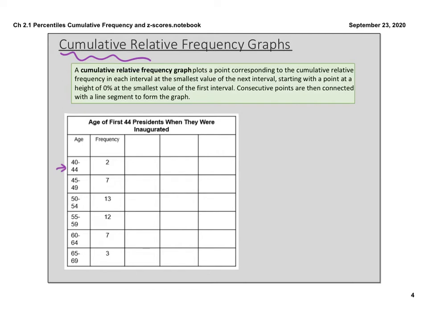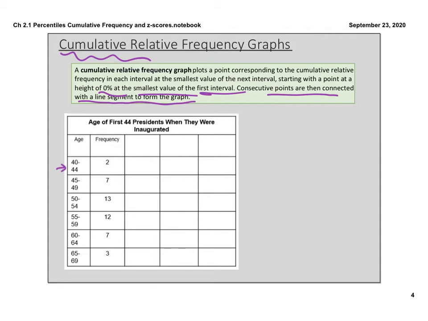So here's your kind of technical definition. It says a cumulative relative frequency graph plots a point corresponding to the cumulative relative frequency in each interval at the smallest value of the next interval. So you start with a point at the height of 0%. It's the smallest value of the first interval. And then consecutive points are connected with a line segment to form a graph. So you can turn cumulative relative frequency into a graph. We're going to calculate it in this table, and then we'll talk about what it looks like in a graph.